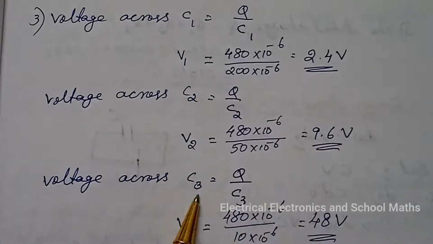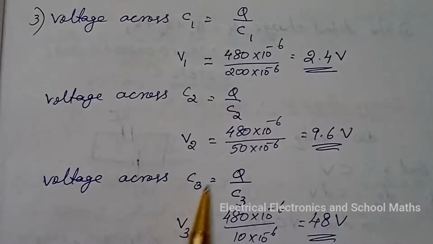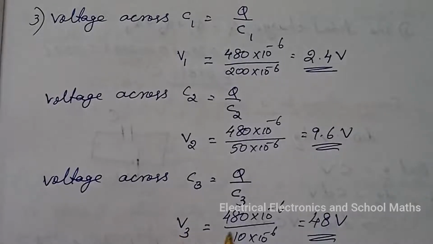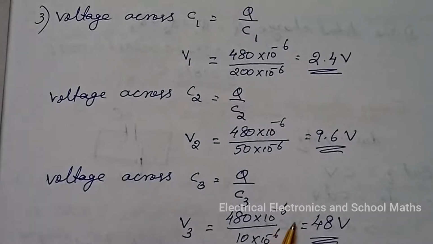Next we have to find the voltage across C3, that is Q by C3. That is V3 equal to 480 into 10 raised to minus 6 divided by 10 into 10 raised to minus 6 and we get 48 volt.